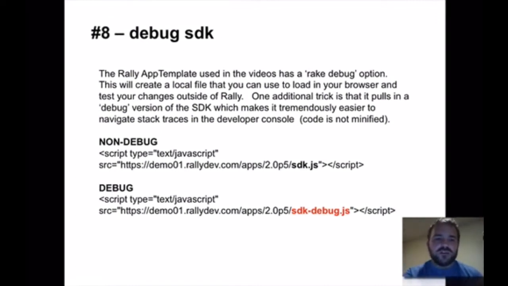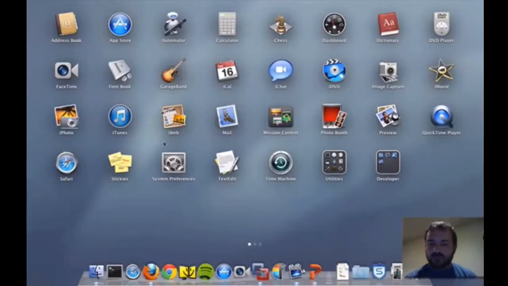Now, the rake-based app build system, the app template that we were using earlier, has an option called rake debug, and if I run that, it would create a local file, and I could load that up in the browser. And if you looked inside at the script tag, as you see in the bottom half of this slide, the script tag actually referenced the debug version of the whoops.